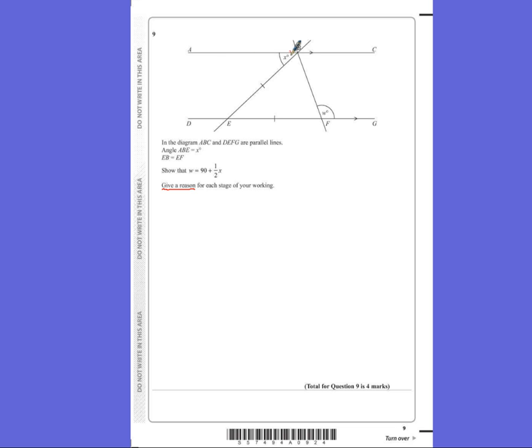So the first thing that I know is that alternate angles are equal. So this angle here is going to be X as well. So angle BEF equals X degrees because alternate angles are equal.